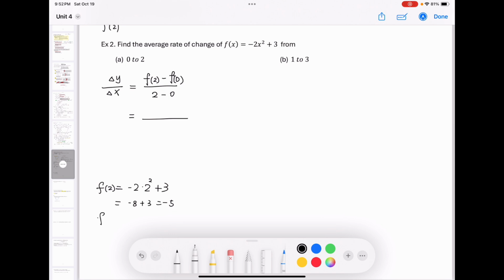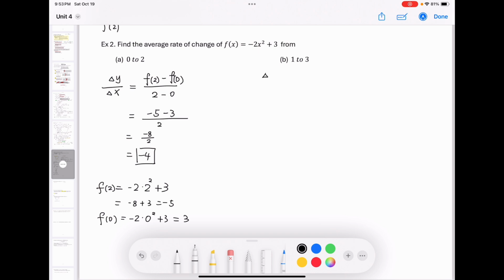And what is f of 0? We can plug it in. We have -2 times 0 squared plus 3, which is 3. So on the top we have -5 minus 3. And what is the denominator? 2. So we have -8 over 2, which is -4. So the average rate of change is -4.